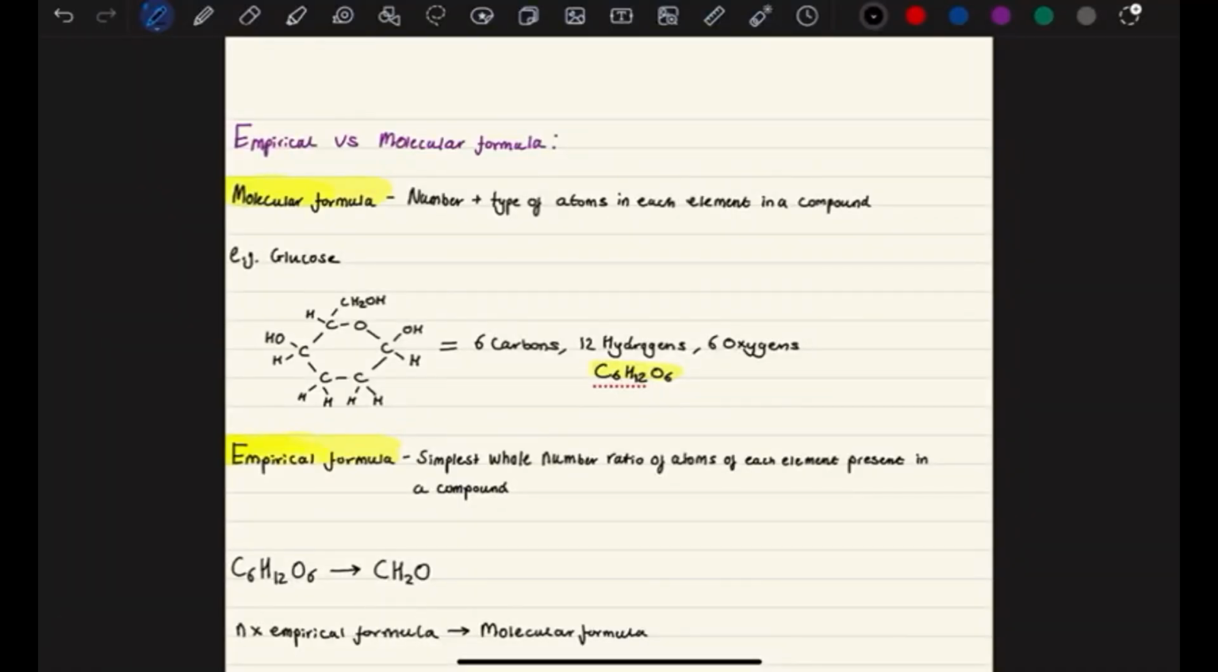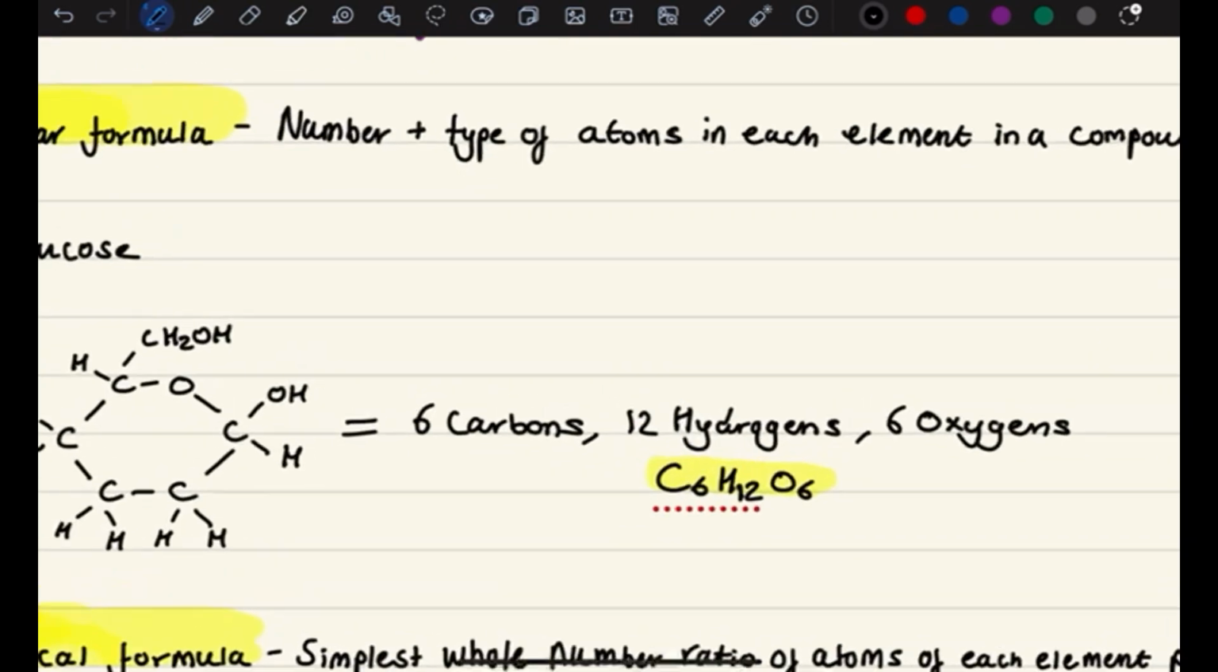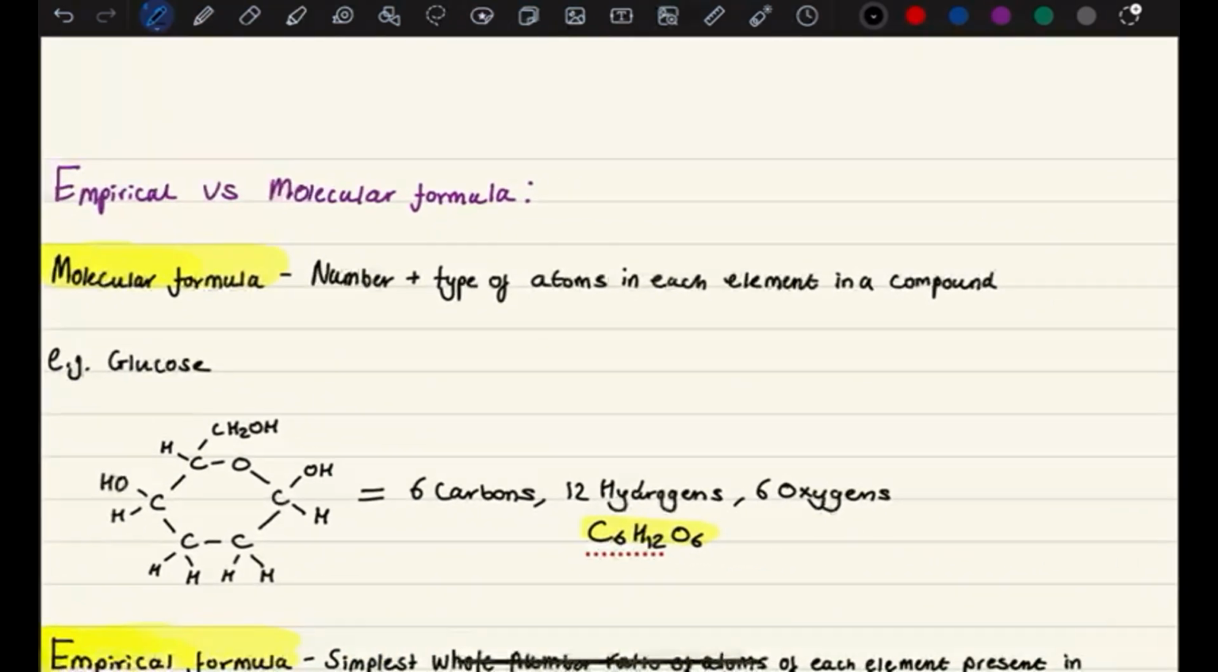Okay, so to start off with, there's just two types of formula that we need to be happy with and aware of. The first one that we're going to talk about is our molecular formula. Simple definition: this is the number and type of atoms of each element in a compound. So the number of each type of atom in each element in a compound.